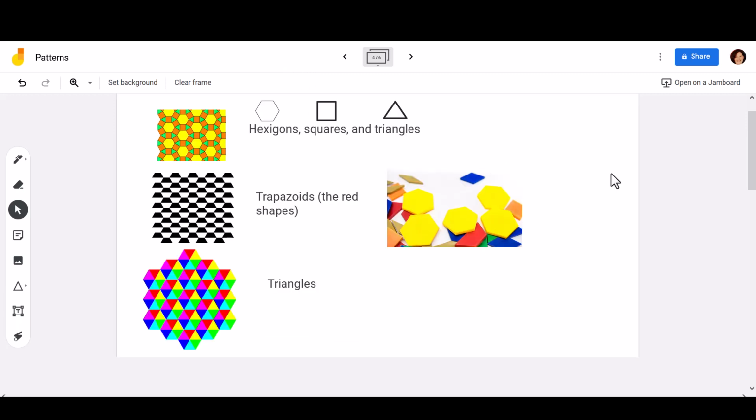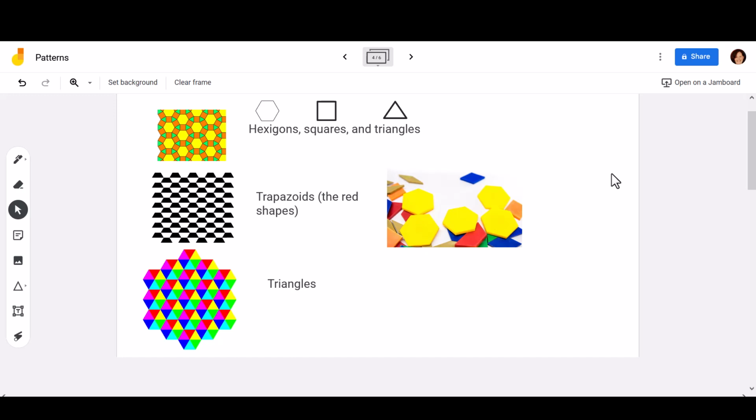Now this slide is just for illustration and to reinforce the vocabulary of some of these geometric shapes. And that top one there, you've got hexagons, squares, and triangles tessellating together. And this illustrates that you can use more than one geometric shape together if they fit together and there's no overlaps, and you can put them together with no gaps.